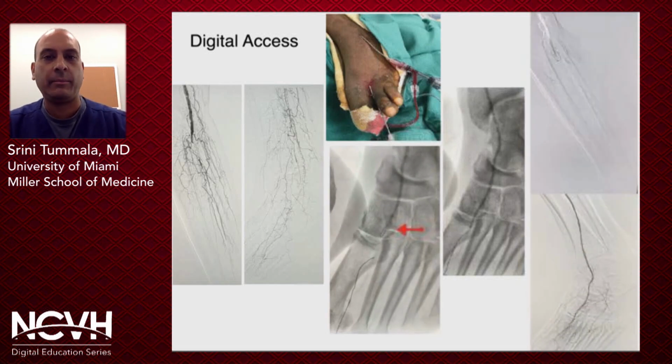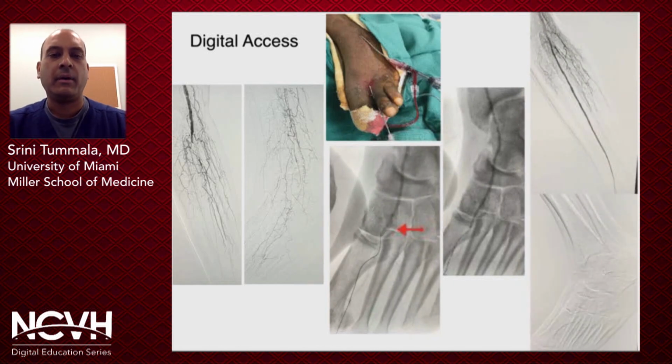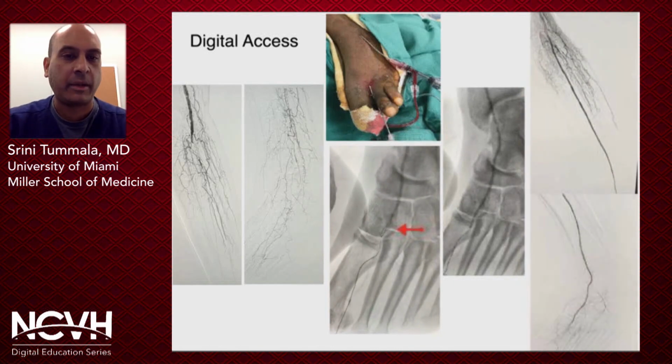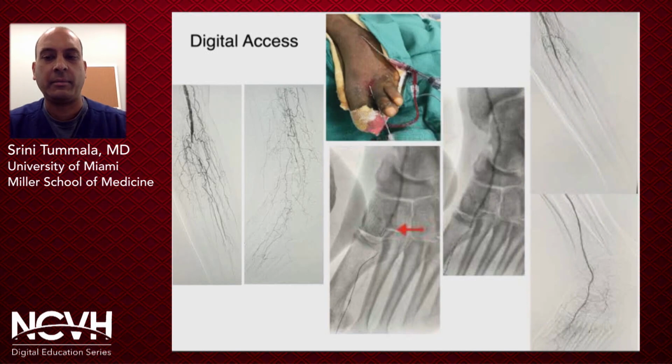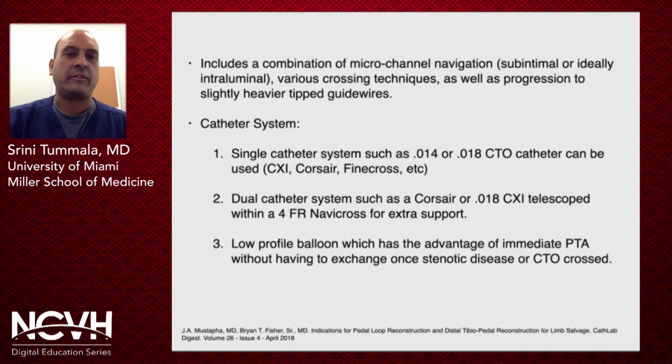Now, is this going to really prevent this patient from having a major amputation? No, but at least now I'm able to bring this patient back and tackle a posterior tibial artery and maybe that pedal loop at a different time. So let's talk about the next category. Let's talk about crossing. How do we deal with disease below the ankle?